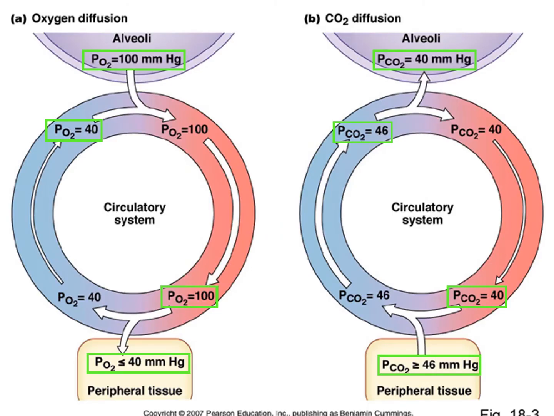This just shows oxygen and carbon dioxide diffusion side by side, and just showing you the partial pressures and just remembering that oxygen and carbon dioxide both just move down their partial pressure gradients. And this just shows the exchange in the alveoli and the tissues.